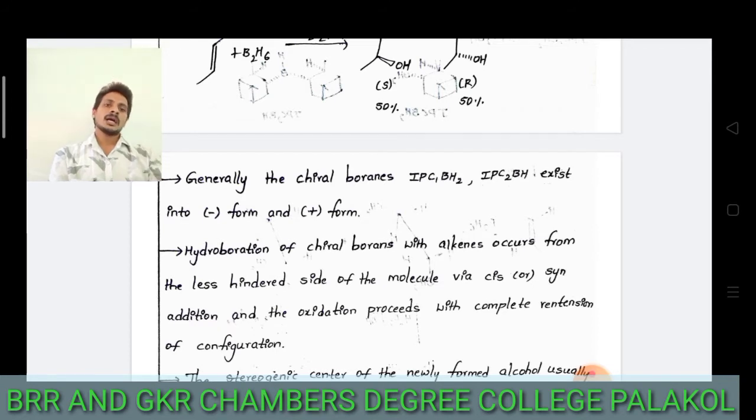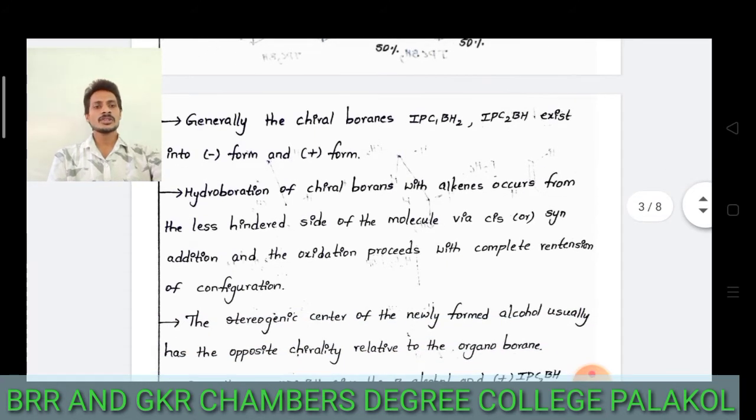Okay, campanile boranes are chiral boranes. These boranes exist in minus forms and plus forms. That means one borane rotates plane polarized light in the clockwise direction, another rotates it anti-clockwise.